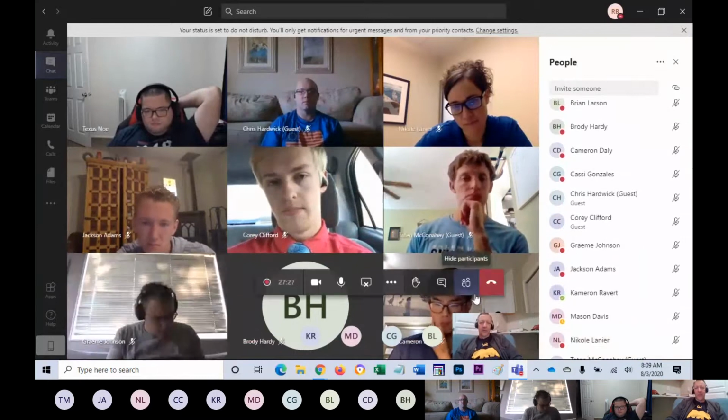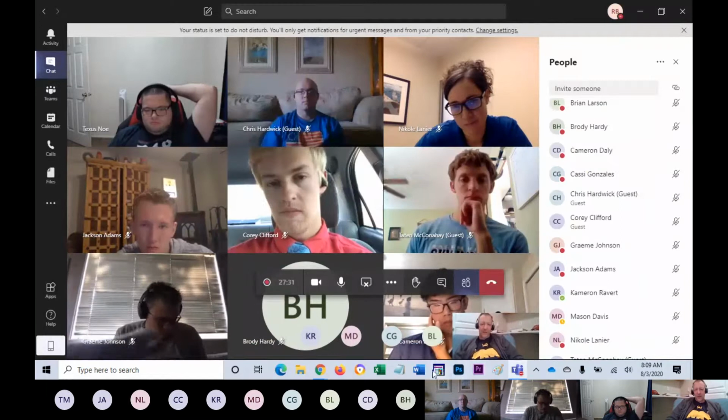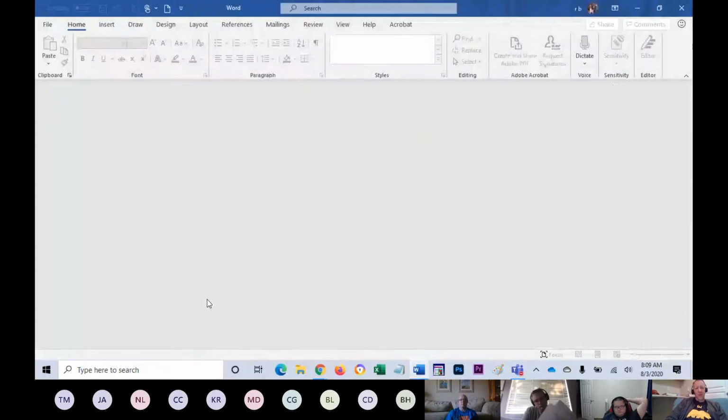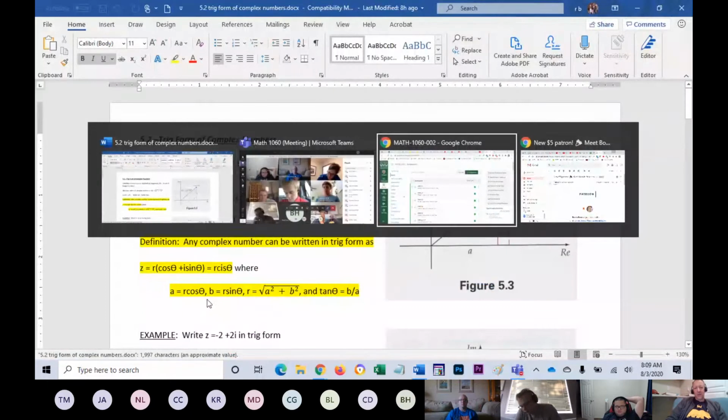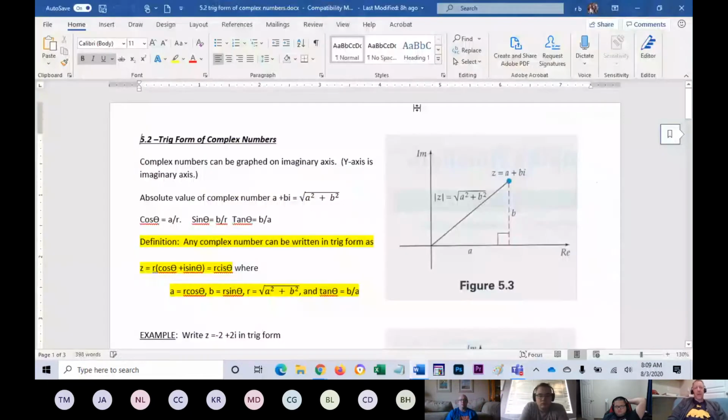Okay. So today, I could have sworn I had that open. We're going to be talking about 5.2, which is the trig form of complex numbers. Oh, I was sharing my screen. Can you see my screen? I can see it. Okay, good. All right, so we're going to talk about the trig form of complex numbers.